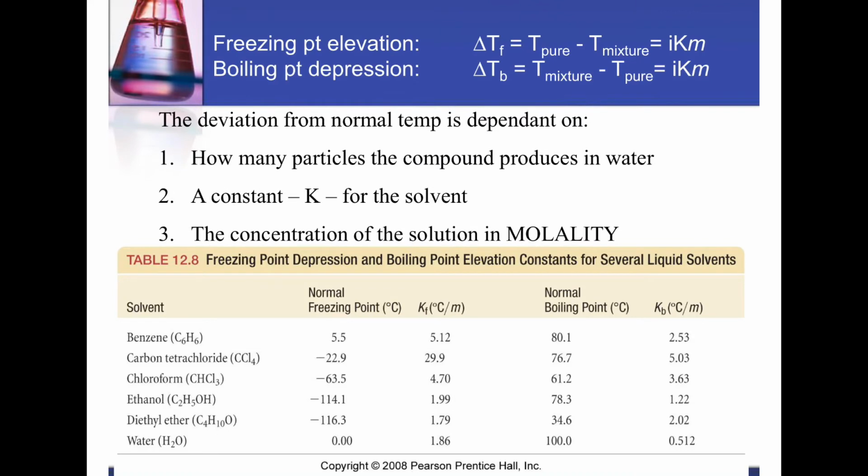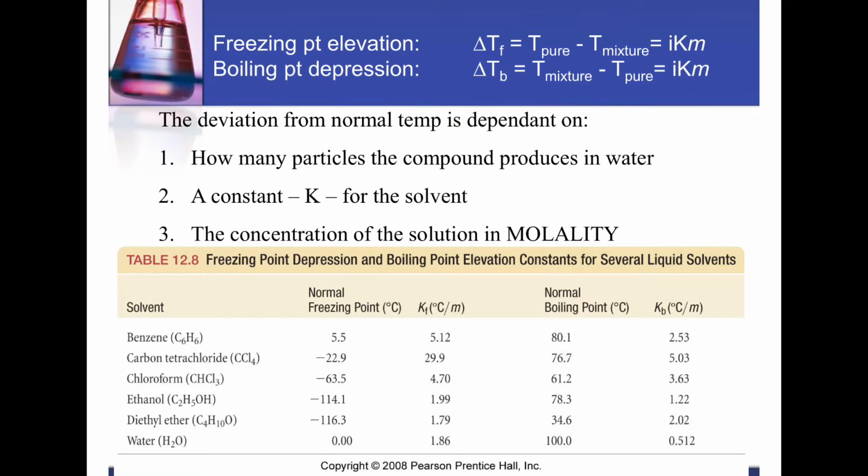So let's talk about the numbers. We're going to start calculating some deviations from normal. So how does the new boiling point of the solution deviate from the boiling point of the solvent? How does the freezing point deviate from the freezing point of the solvent? And on this slide, it gives an equation here.